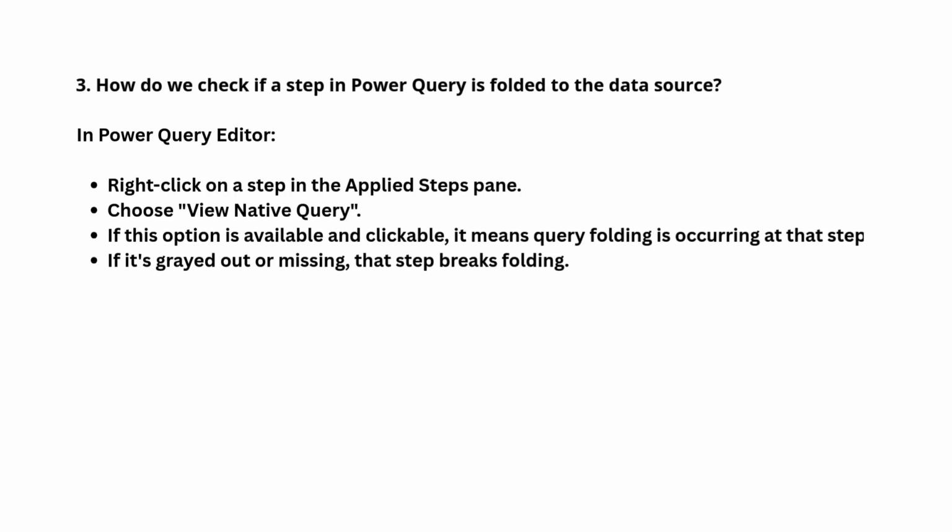Next question is, how do we check if a step in Power Query is folded to the data source or not? Basically, what we do is go to Power Query, and in the Applied Steps on the right side, in any step, we right click and look for View Native Query. If it is disabled or not available, that means it is not folded. If it is available and clickable, that means the query is folded.